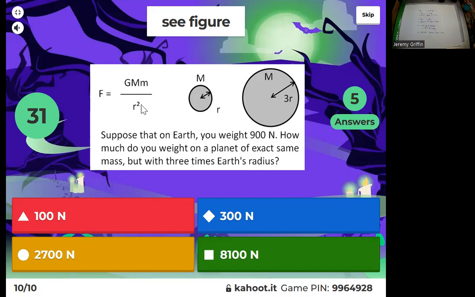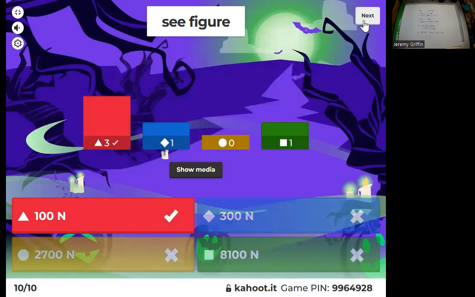Guys, what is 3 squared? 9. And this would be like 1/9. So it's a 1/9 factor. So your weight changes to 1/9 of what it used to be. What is 1/9 of 900 newtons? Is it 100 newtons? You guys think? All right, let's check this out.